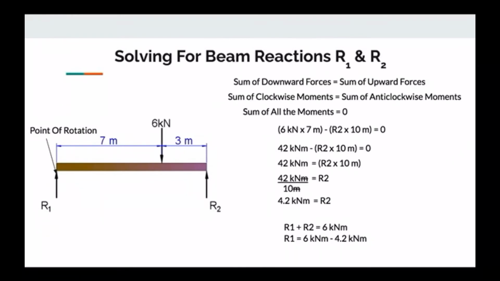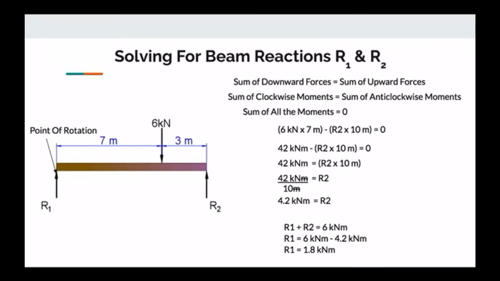So once you bring across the R2, the sign will be negative. R2 was 4.2, positive 4.2. Now when you bring it across to the right side of the equation, it now becomes a negative number. You're going to minus the 4.2 kilonewtons from the 6 kilonewtons. And your answer will be 1.8 kilonewtons. Now, if you add 1.8 to 4.2, you'll get 6. So that is proving that the sum of upward forces must be equal to the sum of the downward forces.